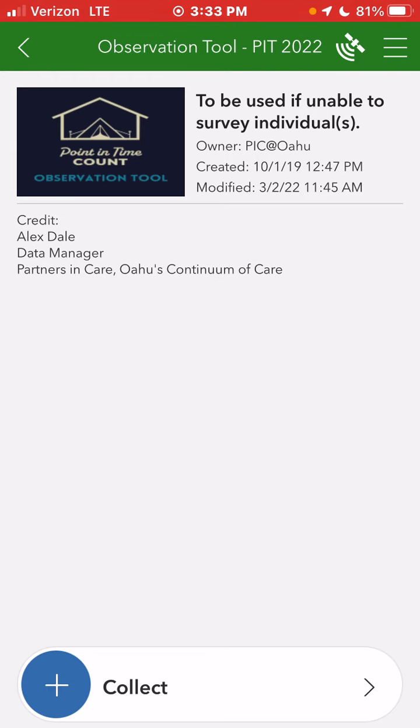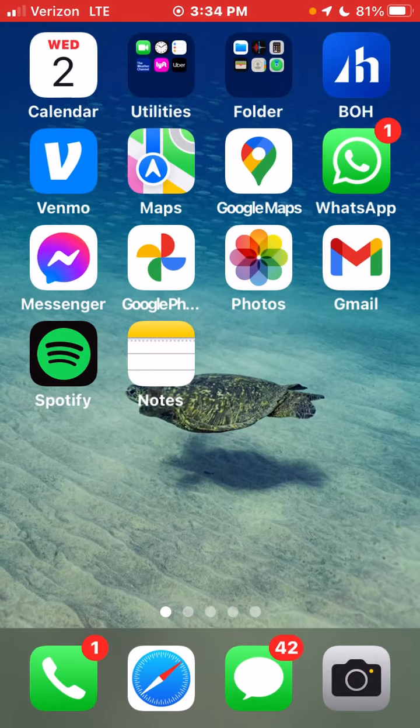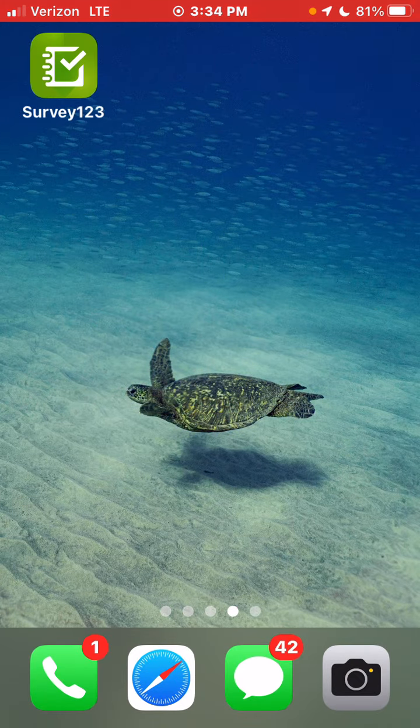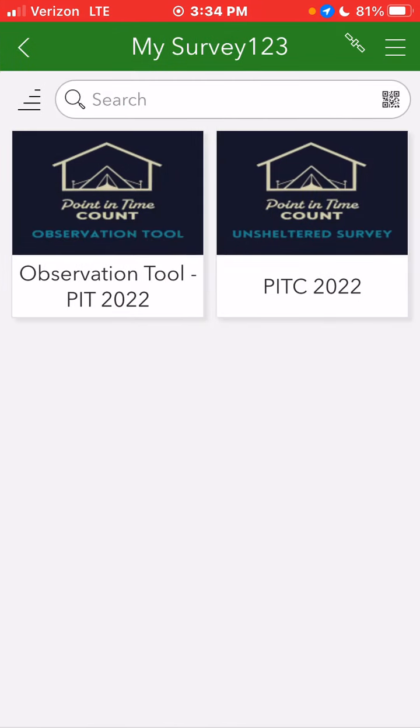If you want to use it again, you can press Collect at the bottom, or you can press the back arrow in the top left corner, and it will bring you back to this page. Remember, when you go to the survey, this is what will pop up, and you always want to press Continue without signing in. From there, you can choose which surveys you would like to use.